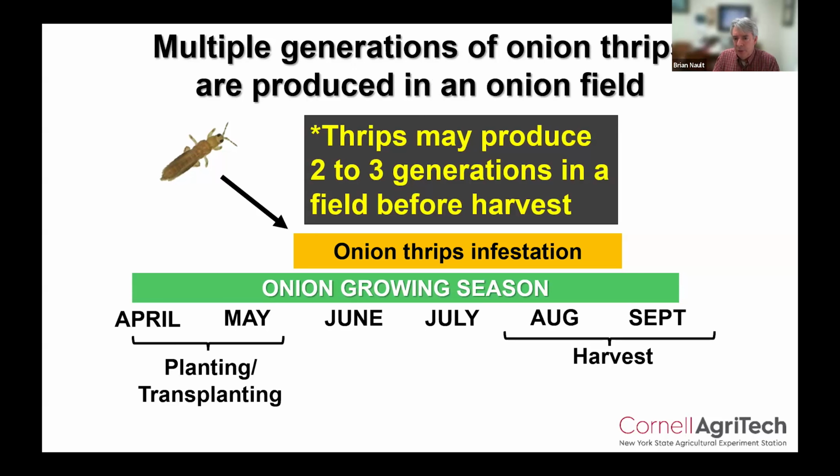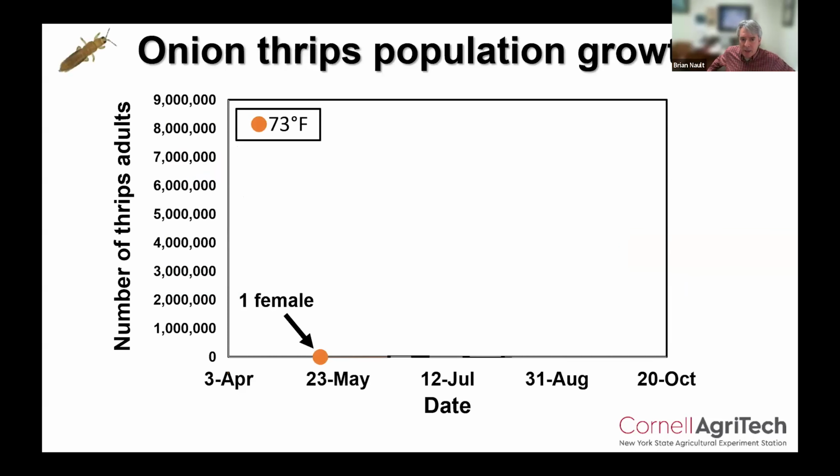So at any rate, there could be 2 to 3 generations completed based on those average temperatures. Okay, now I want to show you an example. We're going to look at an average temperature of 73 degrees Fahrenheit. This may be kind of a bad thrips year where we have a lot of hot, dry conditions.